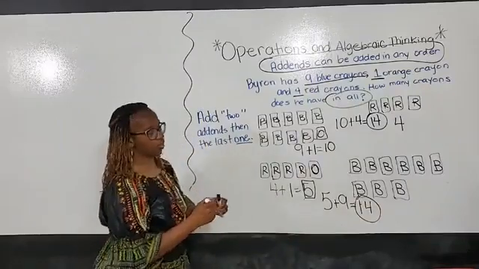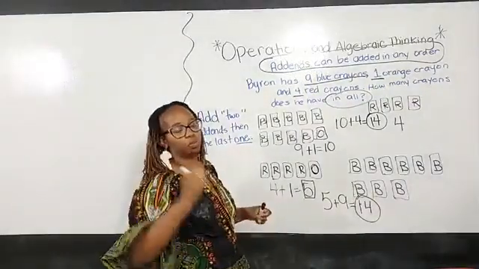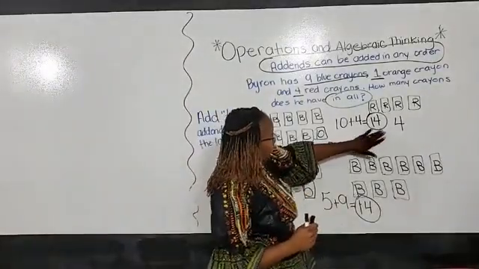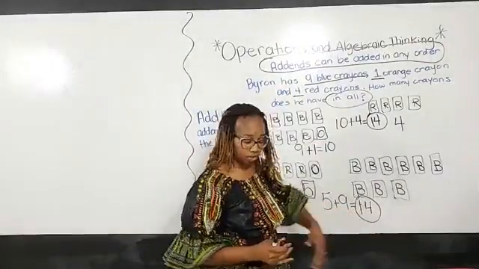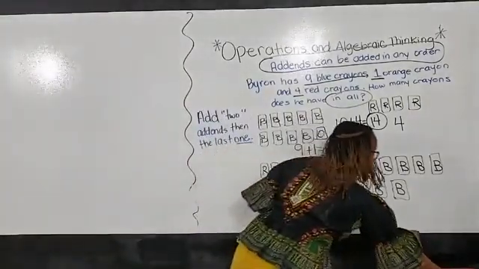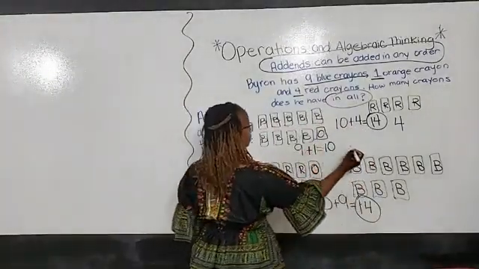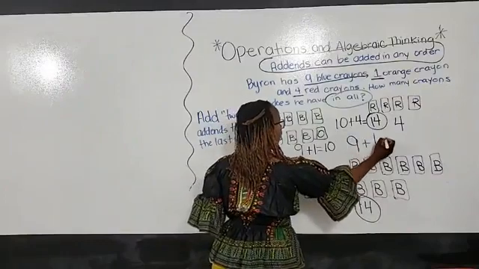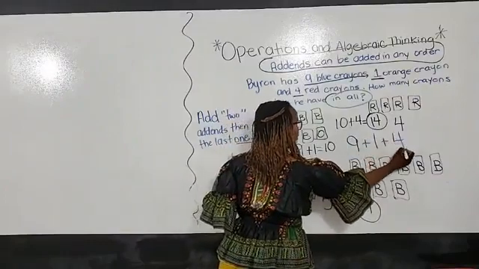Okay? There is one correct answer, but there's always more than one way to get to your correct answer. So we have 14 here and 14 here, right? So what we have done is we have added all of these add-ins together. So I've done 9 plus 1 plus 4.